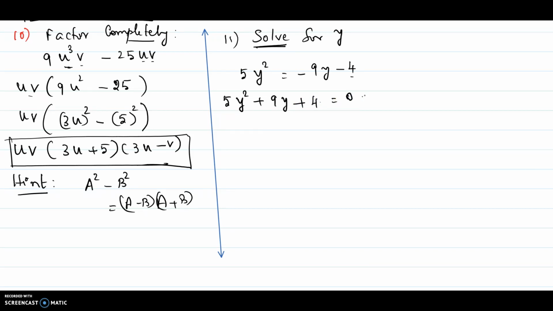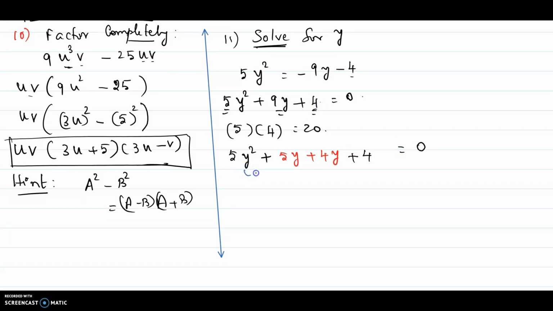Now this is a quadratic equation. So you factor the terms. First consider the first and the last, which is 20. You have to split the middle term into two parts. When you add up, you get 9y. When you multiply, you get 20y square. So it is 5y square plus 9y can be written as 5y plus 4y plus 4 equal to 0.